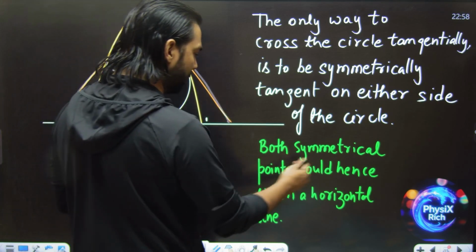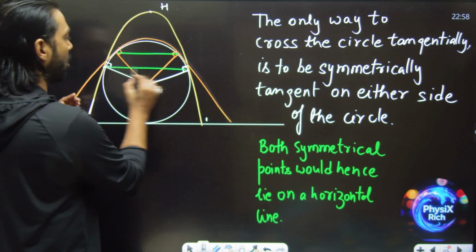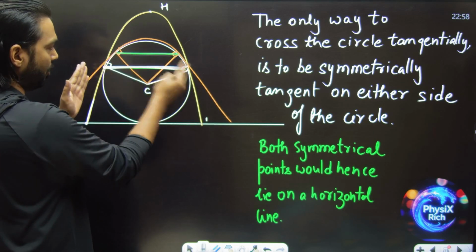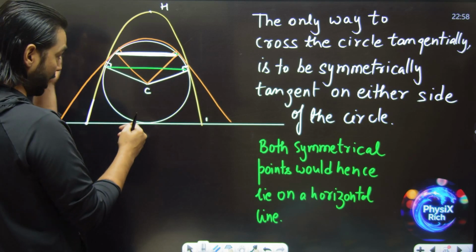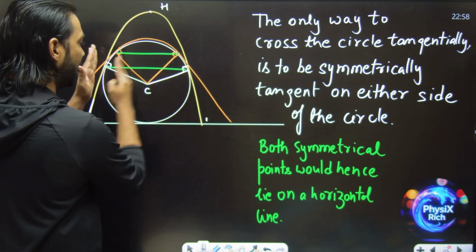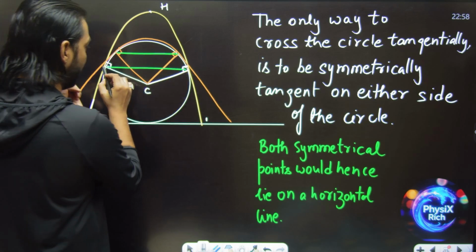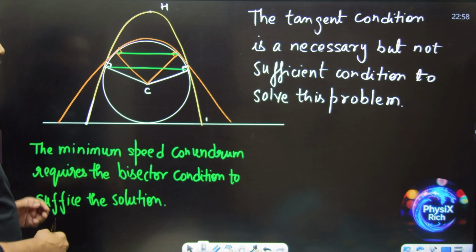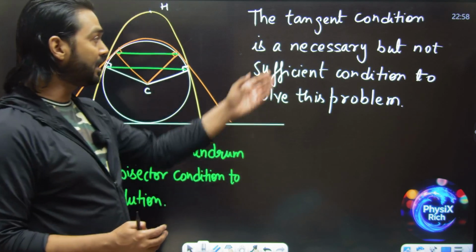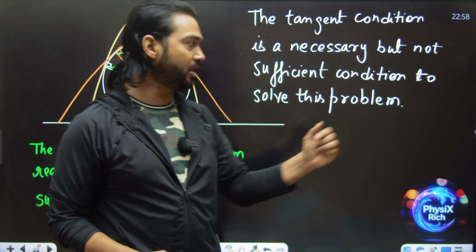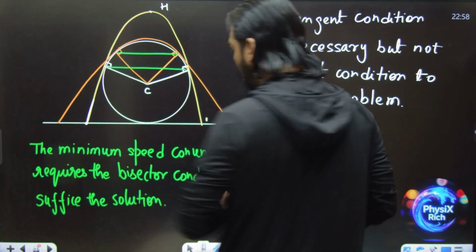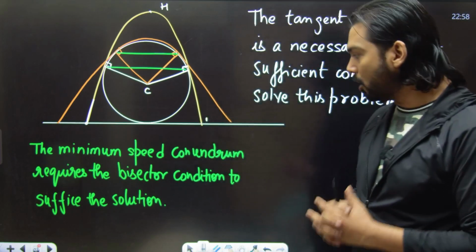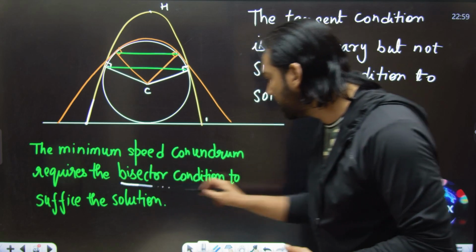See, both the symmetric points are supposed to lie on a horizontal line. That is one thing that we are definitely sure of, because the apple crosses tangentially on both the sides. Okay, if it's tangential over here, it's also tangential over here. And these points are perfectly symmetric to each other, which means that they must lie on a horizontal line. Okay, but tangency is not the sufficient condition. It's a necessary but not a sufficient condition to solve this problem. To solve the minimization conundrum, to solve for the minimum speed, we must also look for the bisector condition.